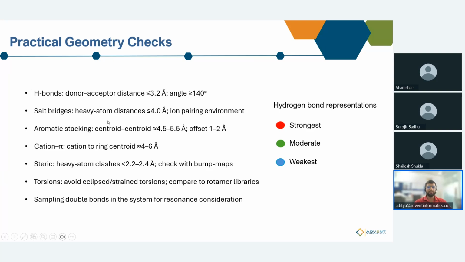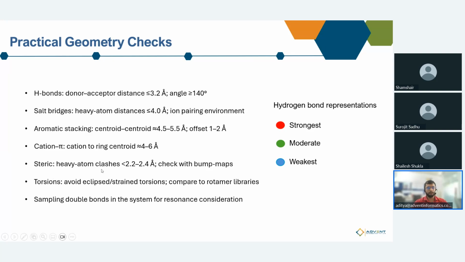Salt bridges: the heavy atom distance should be less than 4 Angstrom. Aromatic stacking: the centroid to centroid distance should be around 4.5 to 5.5 Angstrom, and an offset of 1.1 to 2 Angstrom is acceptable. If we're talking about cation-pi interactions, the ring centroid distance should be around 4 to 6 Angstrom. Steric heavy atom clashes.